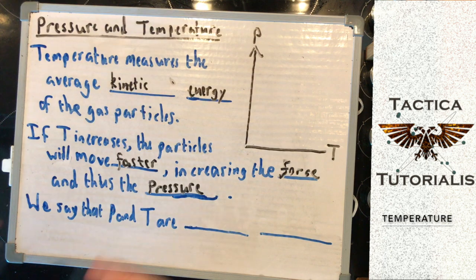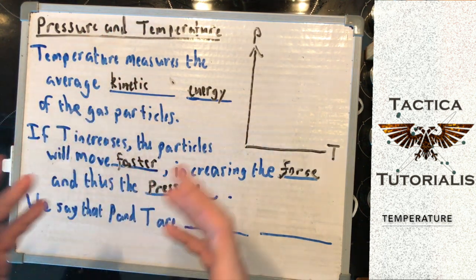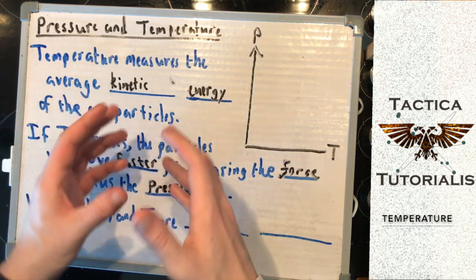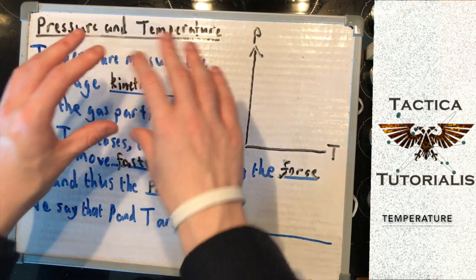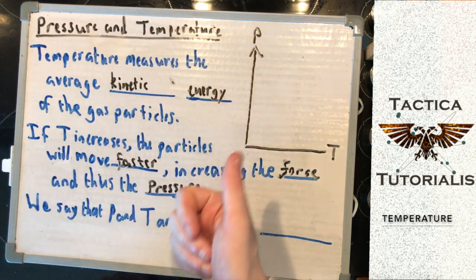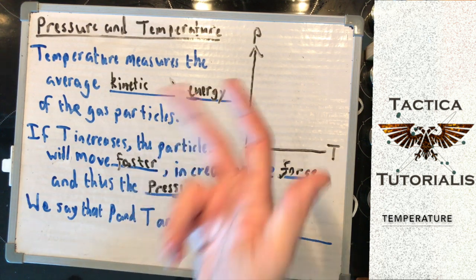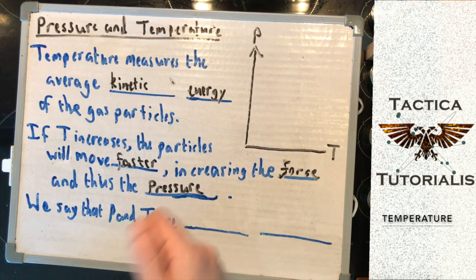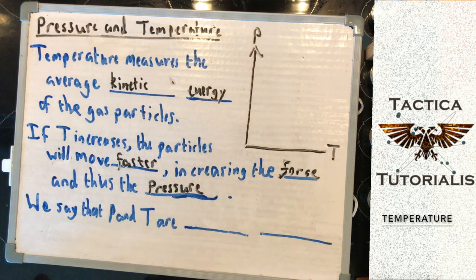So if you think about it in total, what happens when you turn up the heat on a gas? The particles start moving faster as their temperature goes up. Their average kinetic energy increases. This means they move faster, hit the wall with more speed, thus increasing the force on the wall, and thus the pressure goes up as well. And that leads to a relationship, we say, between pressure and temperature shown on this graph.